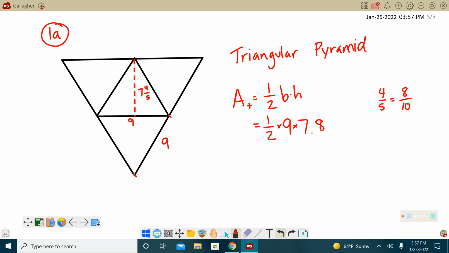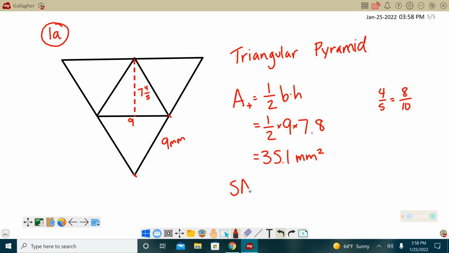And that tells me that each one is going to be 35.1. So each triangle is 35.1. And this is measured in millimeters. So millimeters squared. But I need 4 triangles because there are 4 triangles in my picture, 4 exact copies.